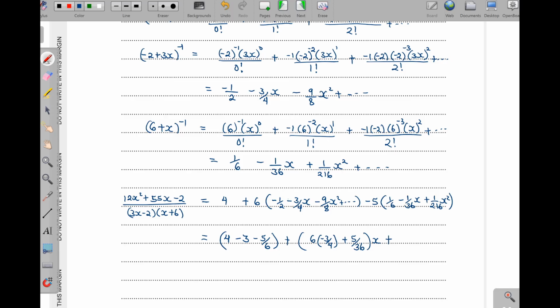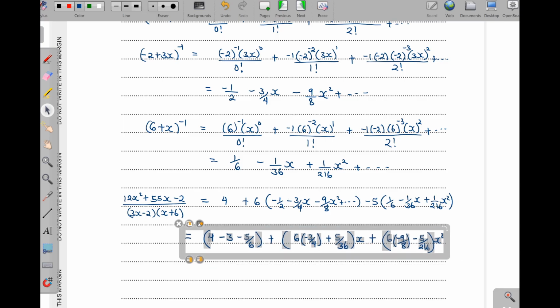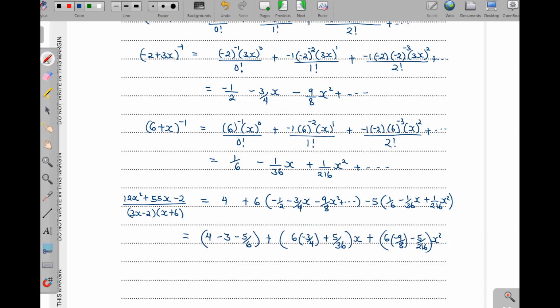Then we also have for x squared 6, then times this one here. So we have 6, then times negative 9 over 8. And then we have negative 5 with this one here. So negative 5 out of 216. These ones here, x squared. Okay. Then after that, if I want, I can even put on plus. They are continuing. We are ignoring higher powers. So 4 minus 3 is giving us a 1.